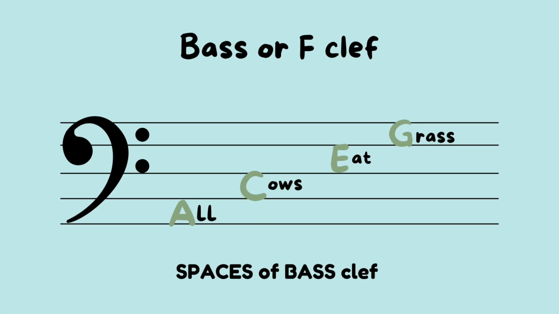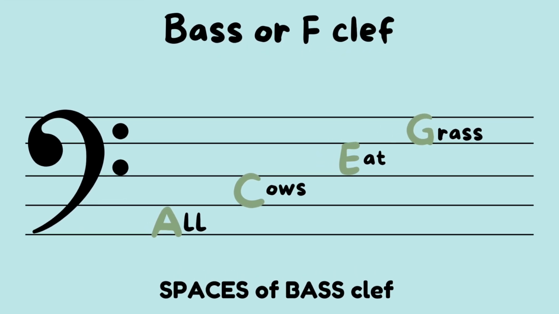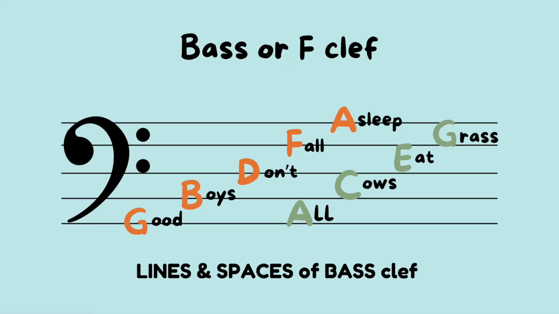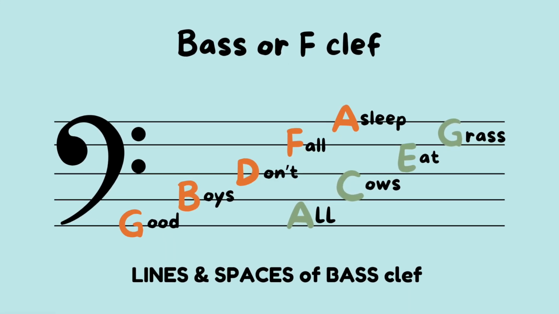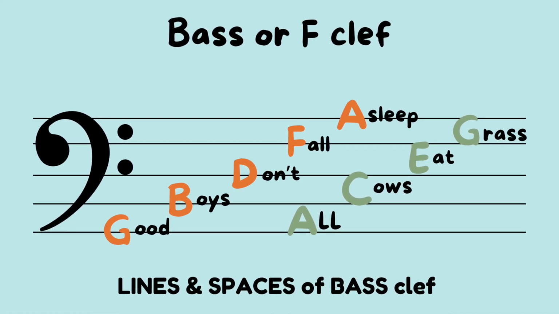Your spaces are going to be A, C, E, G, and what I like to use is All Cows Eat Grass. That's very simple, fun, and it just helps you to, again, memorize those letters in the spaces. Now, we're going to put it all together and place G, B, D, F, and A, and A, C, E, G on your bass clef staff.